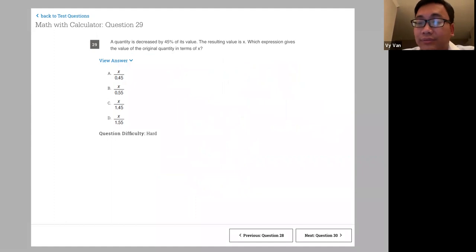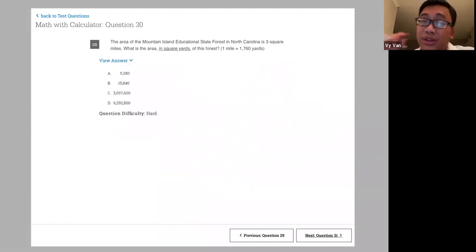Okay, next. Number 30. Some of my students took this test and said, oh wow, this is easy, because they see 3 square miles, and they say 1 mile is this, then multiply by 3. And that is wrong. That's the trap. This is a hard problem, so it's not as easy as it looks.